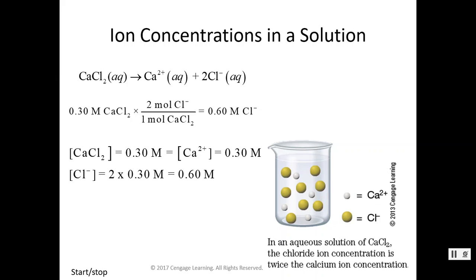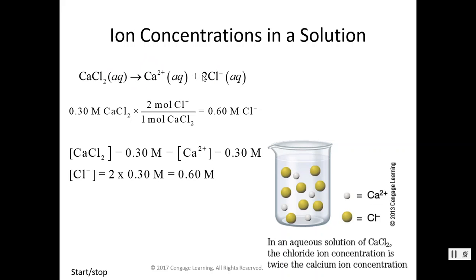So for example, let's say that I was to have a 0.30 molarity solution of calcium chloride, CaCl2. Calcium chloride, that is a strong electrolyte. It completely breaks apart into, and how did I know it's a strong electrolyte? Your solubility rules. That strong electrolyte completely breaks apart into its cations, which in this case is calcium ion, and 2 chloride ions.